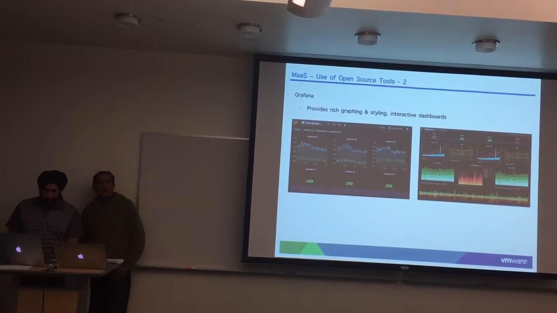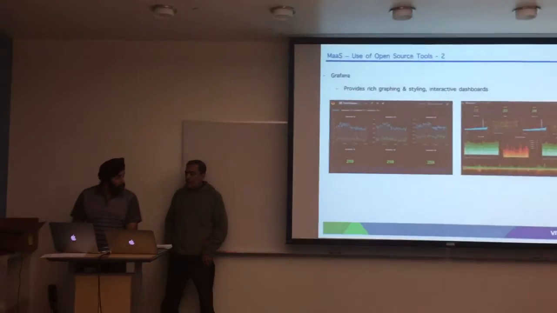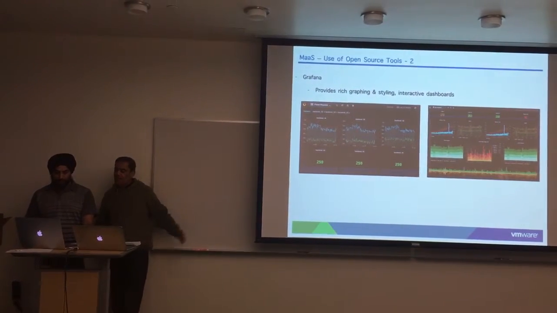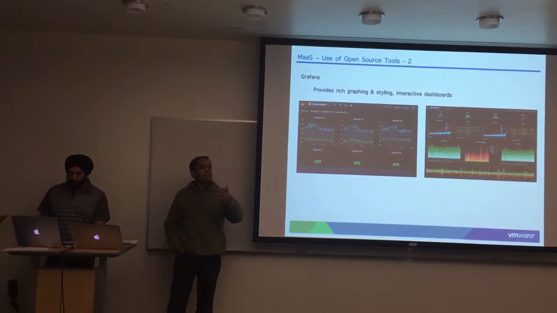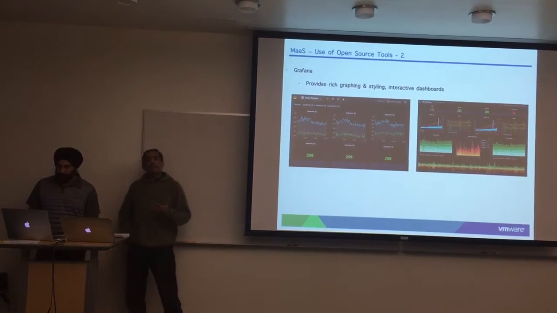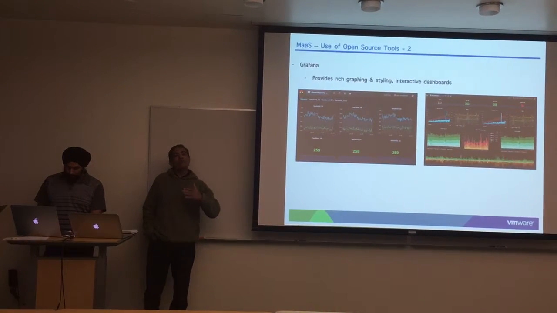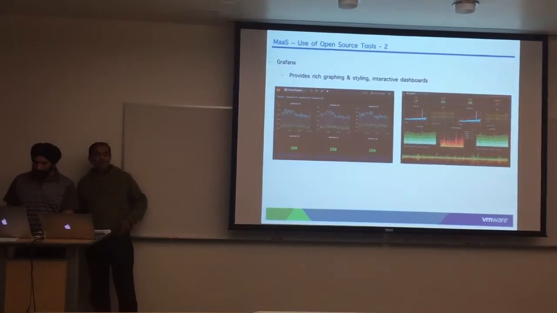Now, we are also using Grafana. Grafana is a very powerful graphic front end. It does a lot of rich graphic and styling, as you can see. It allows for interactive dashboards. It has a very strong REST API. And so we were able to use the REST API to configure the dashboards from the backend. So that helps us in our NaaS service.